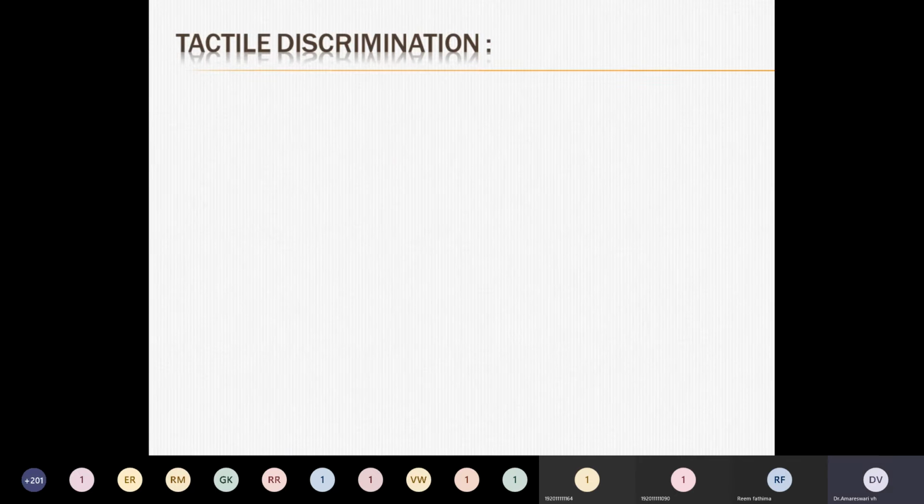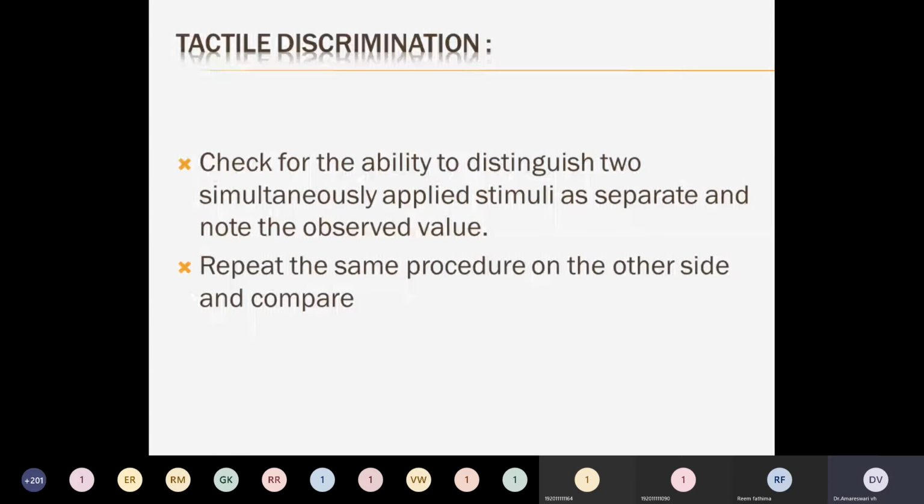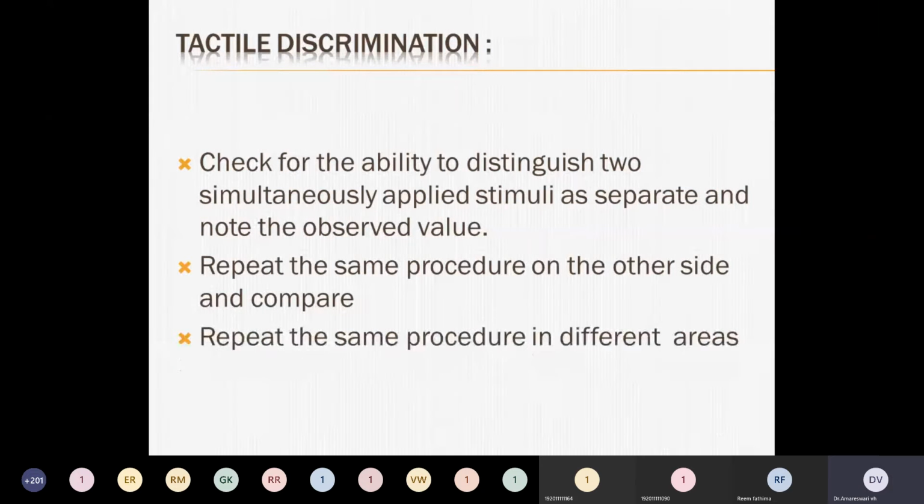Now we are going to check the tactile discrimination. Tactile discrimination is the ability to distinguish two simultaneously applied stimuli as separate, and you have to note the observed value. How to check? I will tell you. Repeat the same procedure on the other side and compare, and repeat the same procedure at different areas and report the finding. So what do you mean by tactile discrimination?